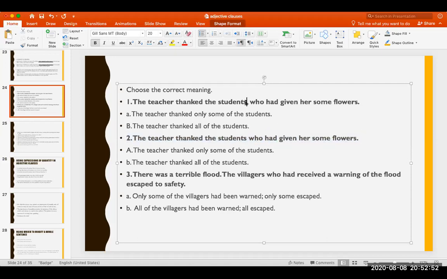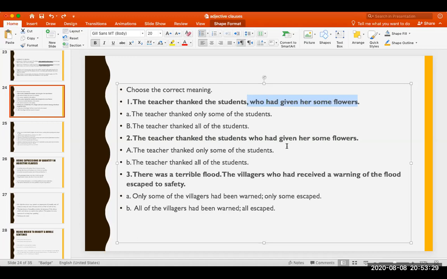Yes. Remember, if this is the sentence with a comma, if you delete it, the idea is clear, it's there. The teacher thanked the students. We understand that she thanked all the students. So this piece of information, we understand that all the students gave her flowers and she thanked all of them. You can delete this. But here you can't delete it because there's no comma. Think of the comma as something you can hold the phrase with and the clause with and throw it away. If there is no comma, you can't throw it away.